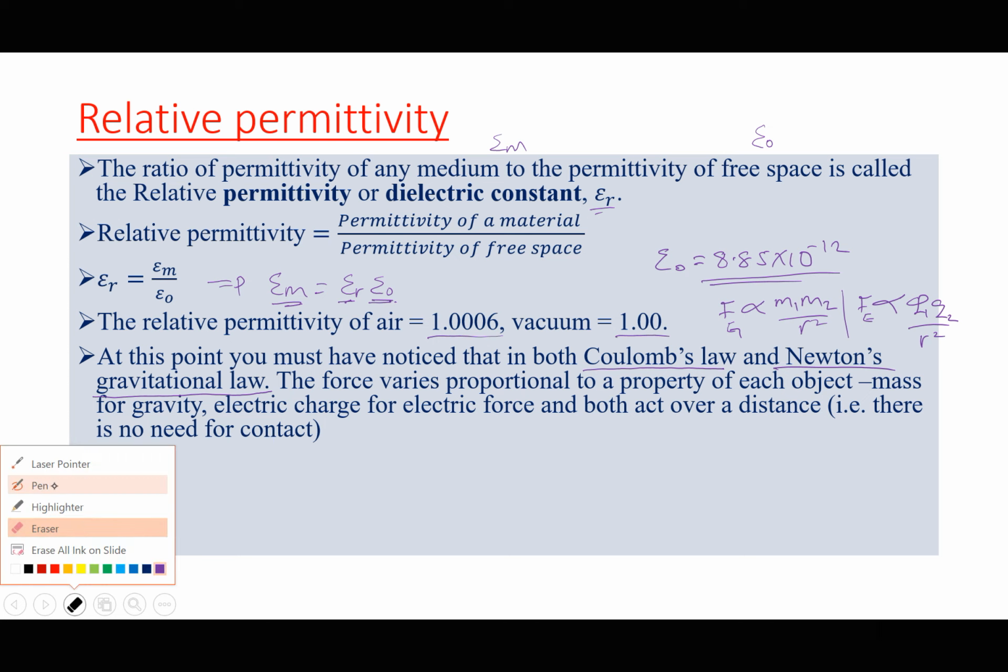So that was Newton's law compared to Coulomb's law. In both cases, the force varies as the inverse square of the separation. These forces can act even when the two objects are not touching.